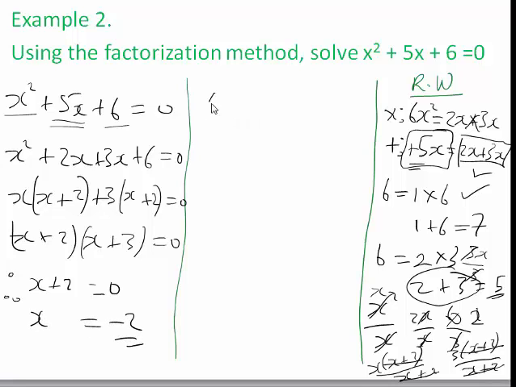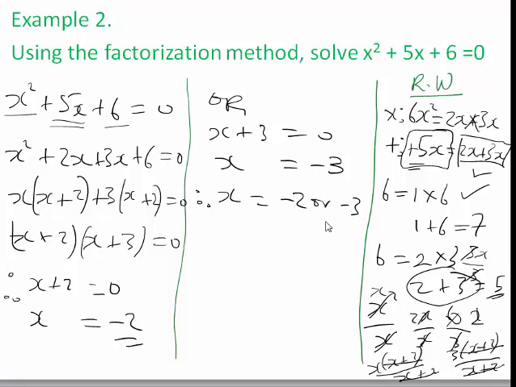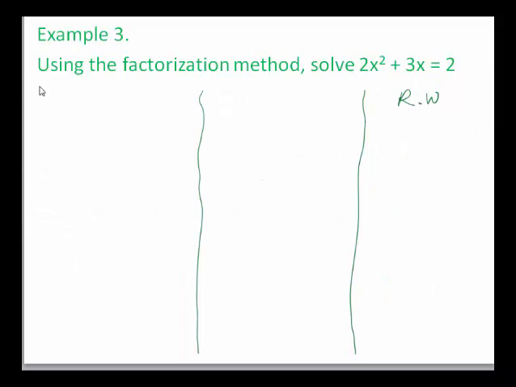Or the second part, x + 3 = 0. In this case, x = -3. Therefore, the values of x that satisfy the quadratic equation are -2 or -3. And this is your answer.